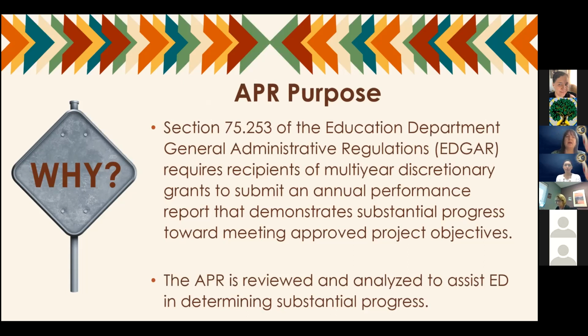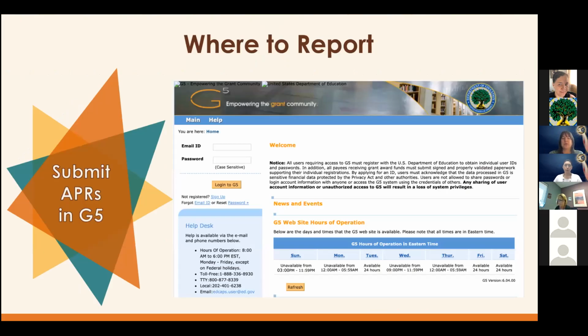So although we know we're coming to the end of our projects for this particular cohort, it is still very important. Okay, so as some of you know, or if you're new to your position as a project director, G5 is the system where you submit those annual performance reports. A reminder that really only the project director of record may access the G5 system and enter that information.